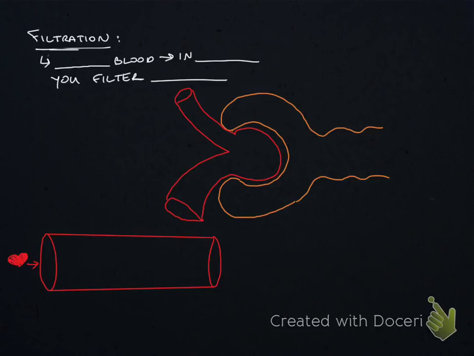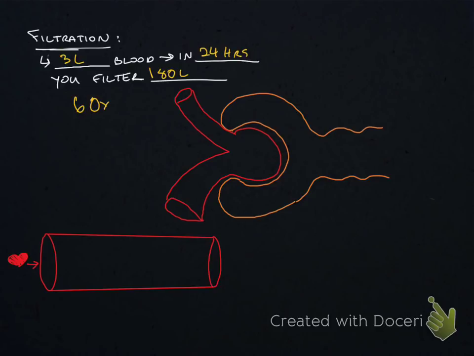So if we put some numbers to this, if you have 3 liters of blood, that means in 24 hours you could filter 180 liters. That's about 60 times your total blood volume in a day. That's quite a bit. That means your kidneys are really working.